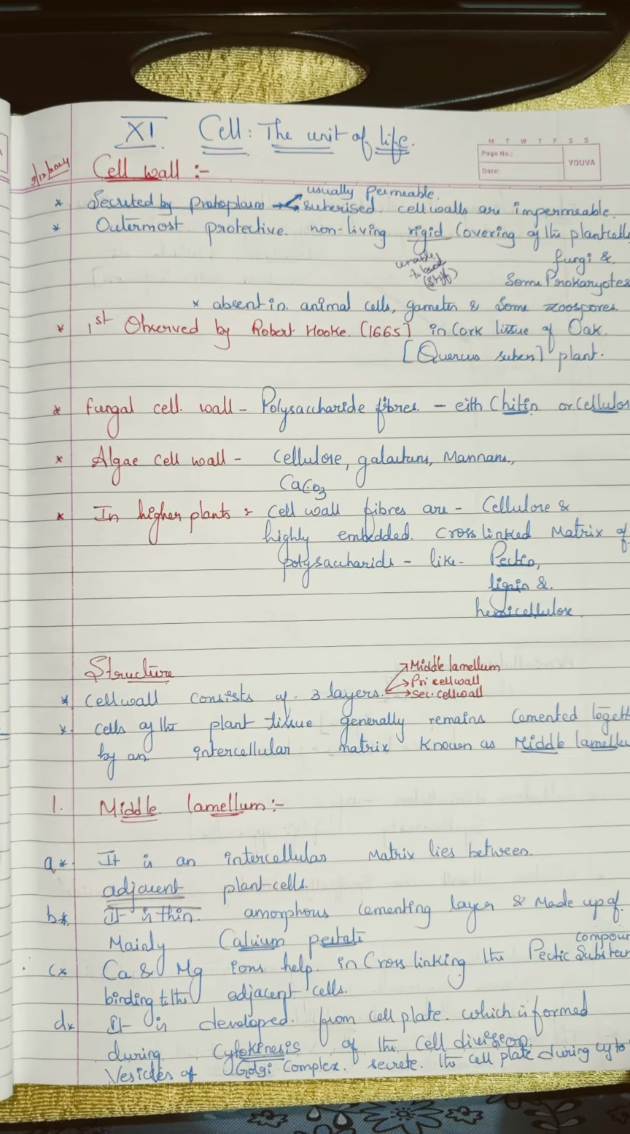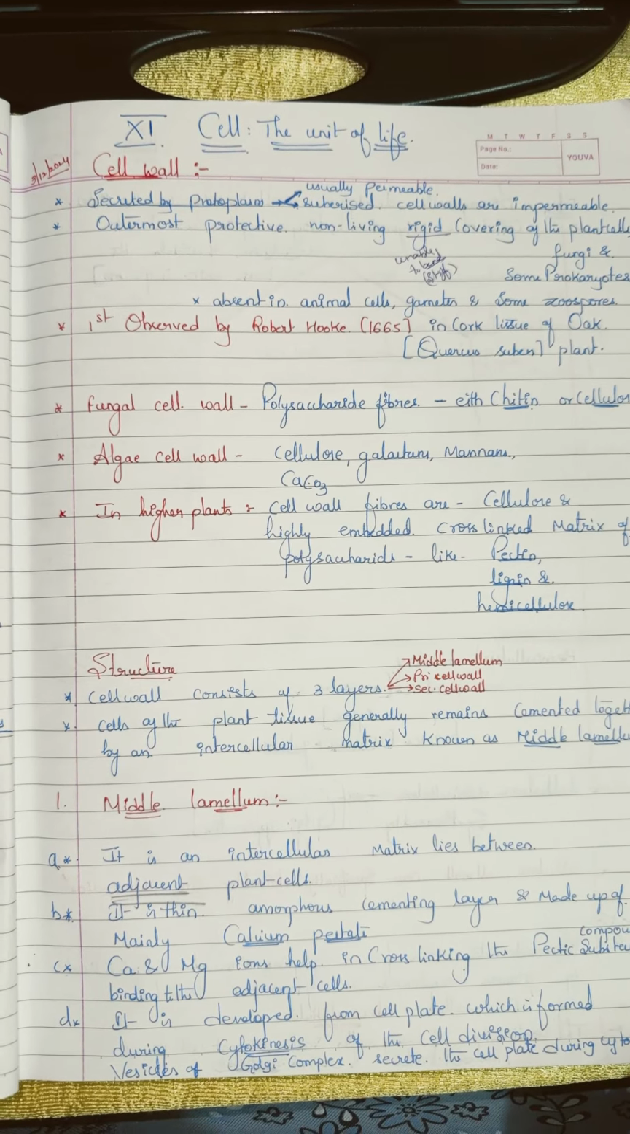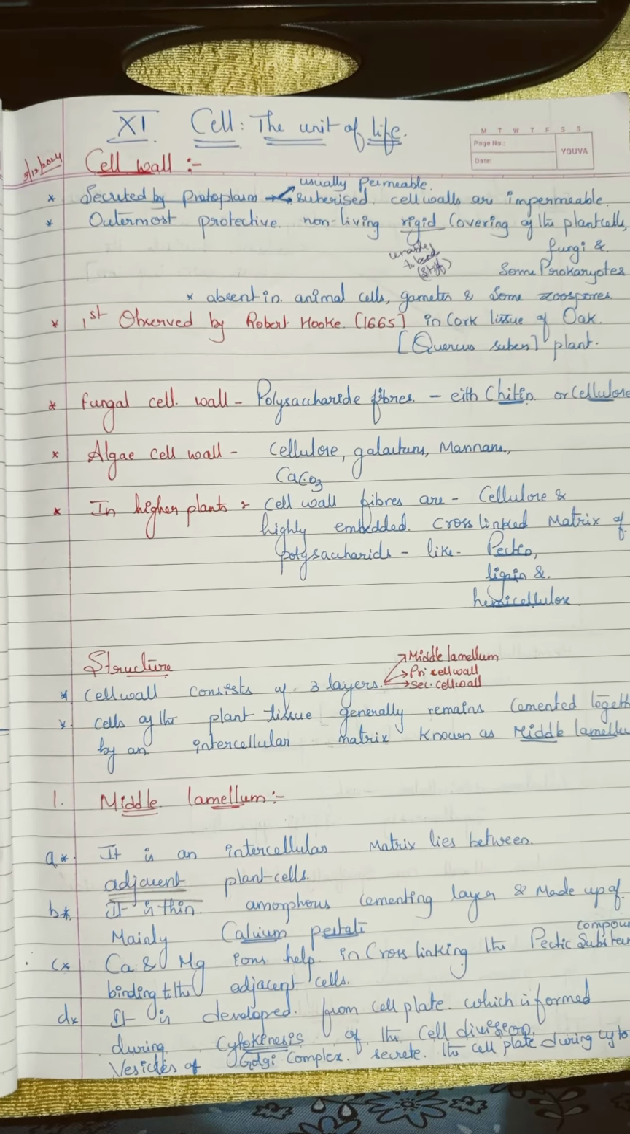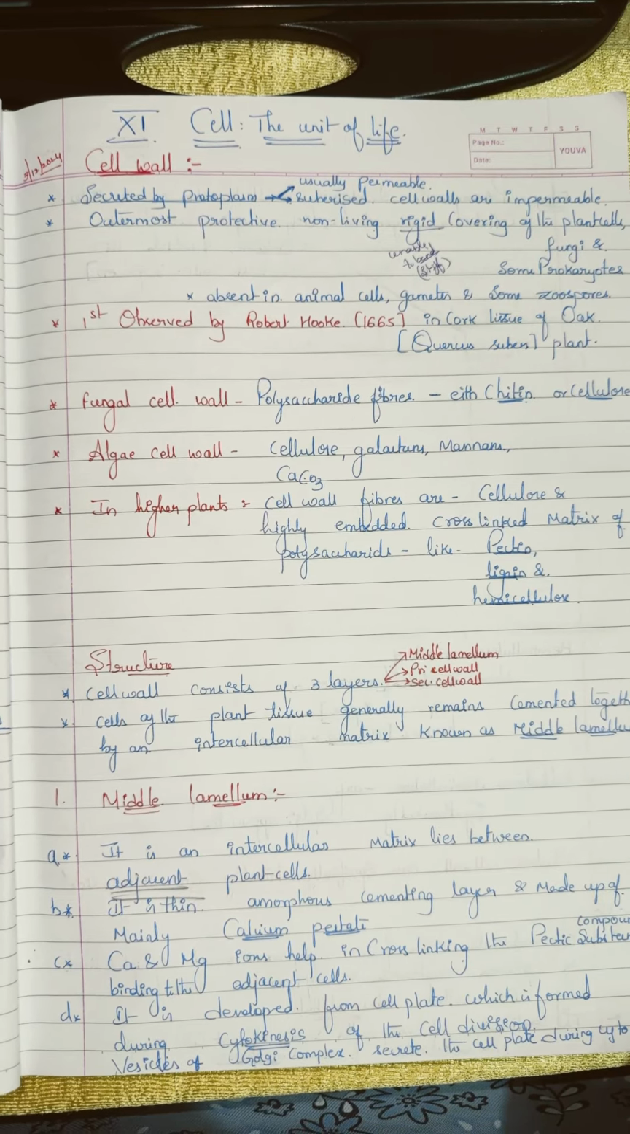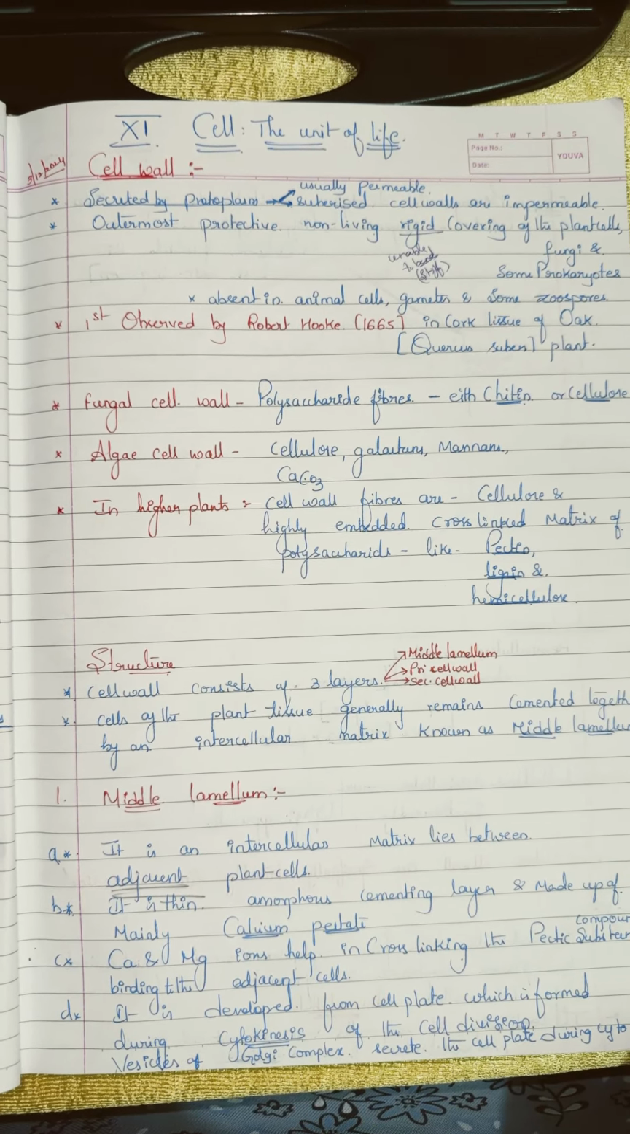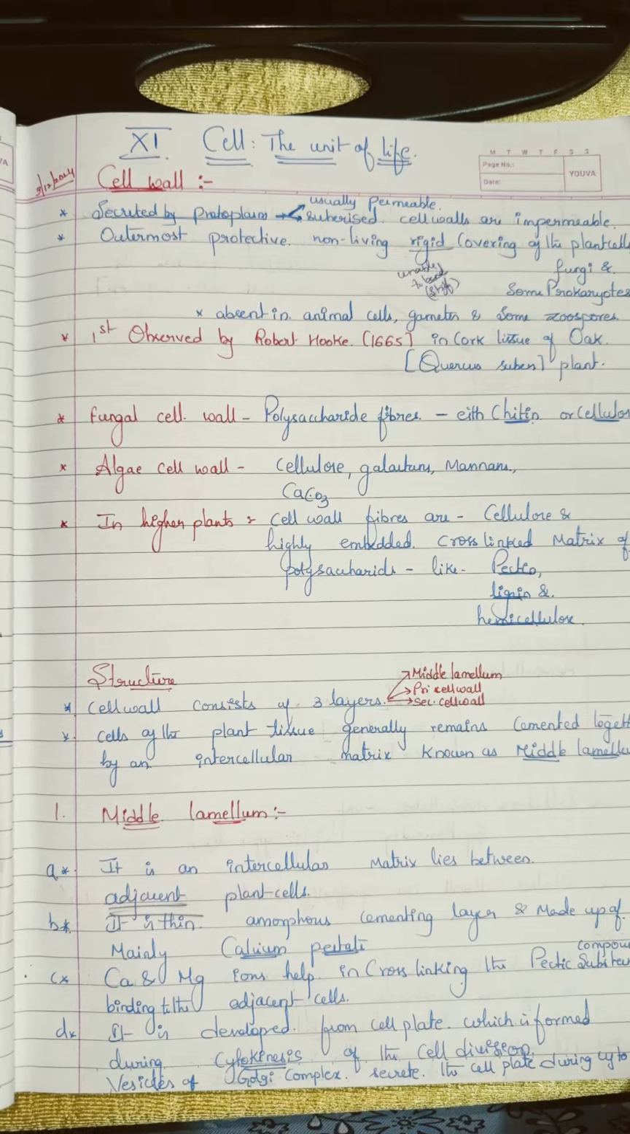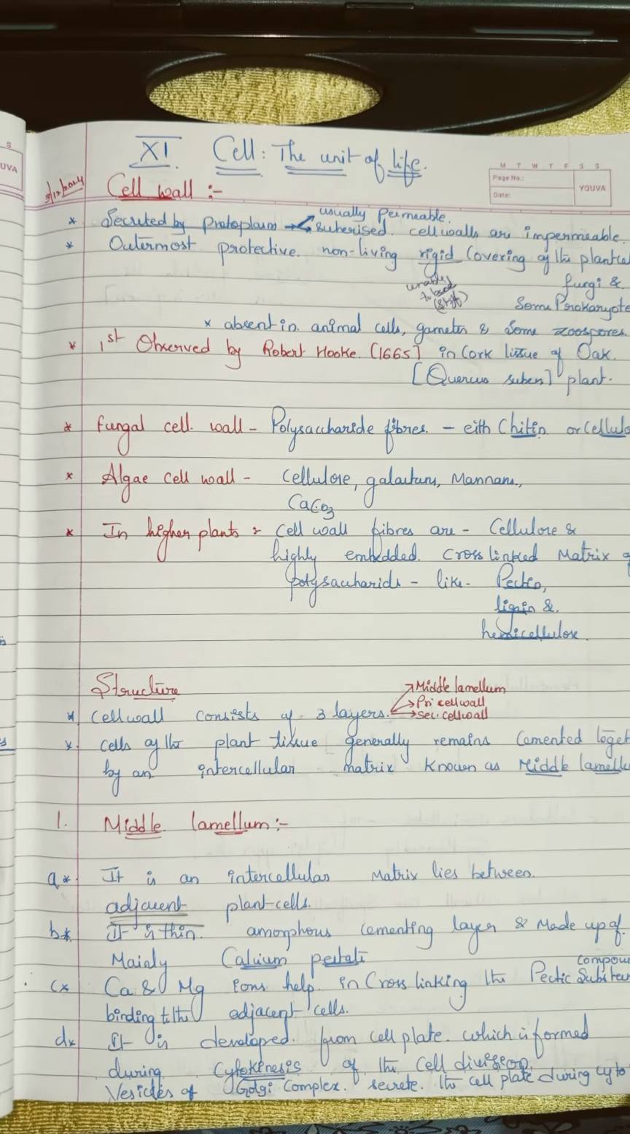It was first observed by Robert Hooke in the year 1665 in the cork cell tissue of the oak plant, Quercus suber, and it is also used for stoppers, so we call it bottle stoppers also.